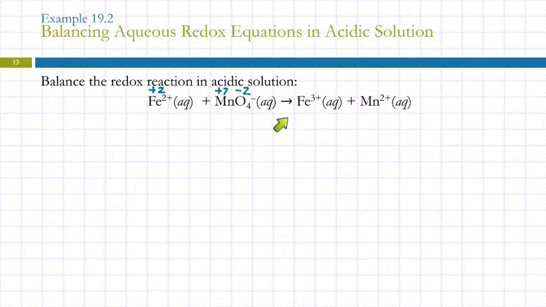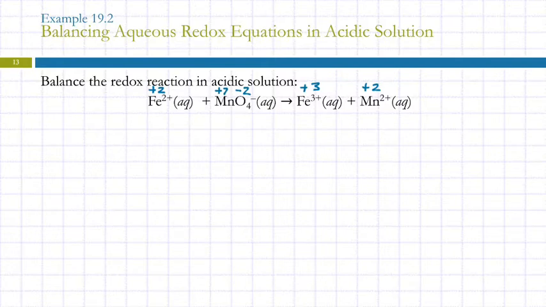Okay, over here, what's the oxidation state? +3. And the manganese? +2. Okay, so what's being oxidized? Iron. Its oxidation state is increasing. What's being reduced? The manganese. What's happening with the oxygen? It looks like it disappeared. So that would be a problem if you're trying to balance this one by inspection.